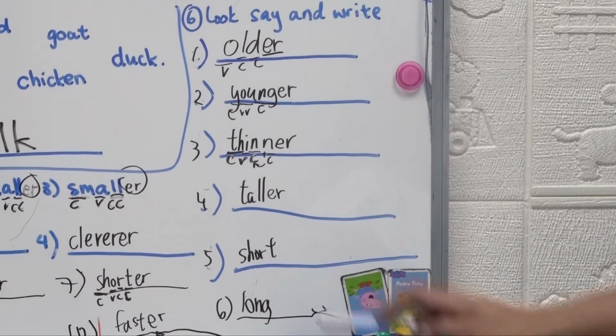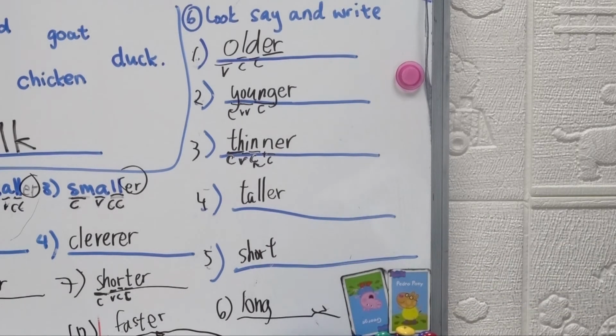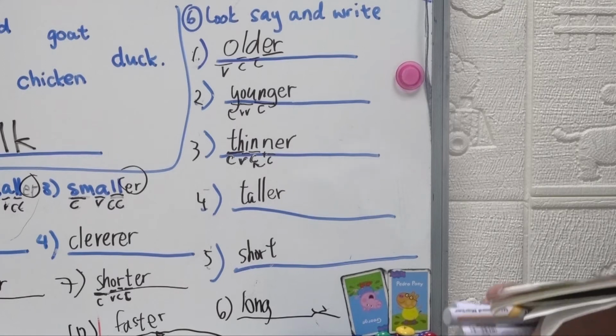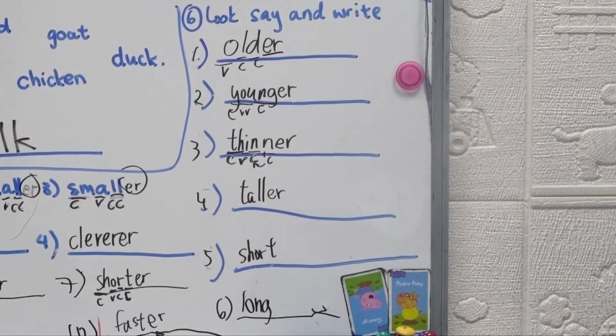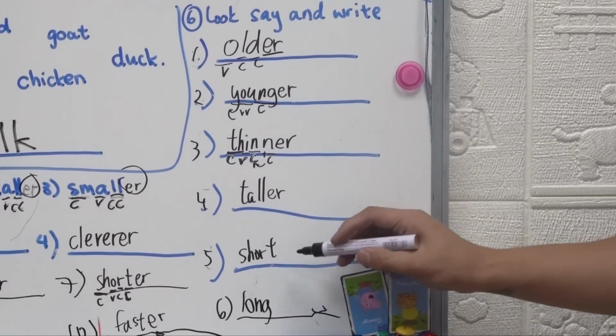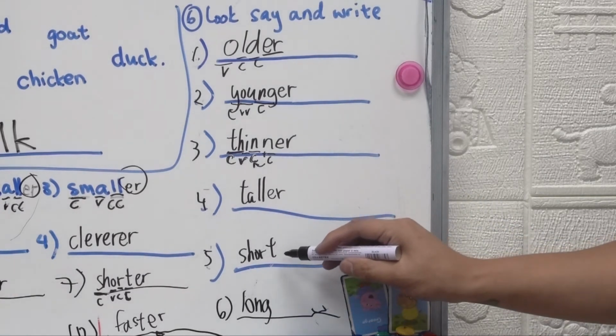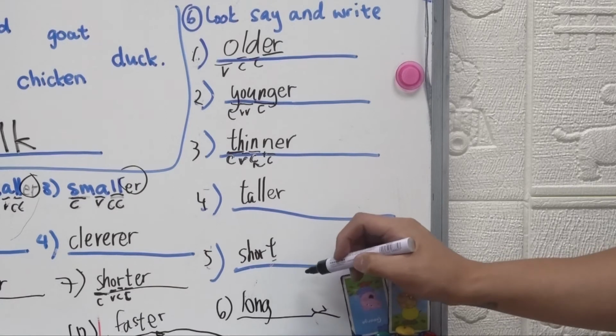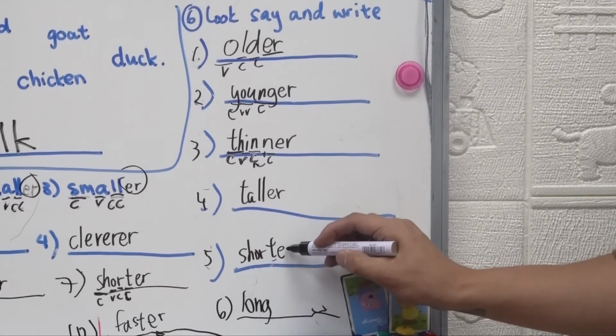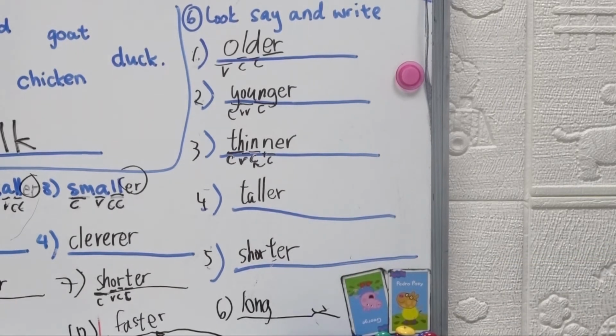Alright, question number 5. The word is short, okay? We're talking about cousin Lee's hair and Uncle Kenzo's hair. So cousin Lee's hair is short than Uncle Kenzo's hair. So short will become shorter. Do we need to put another T? No, no need to put another T. Just put ER, shorter.